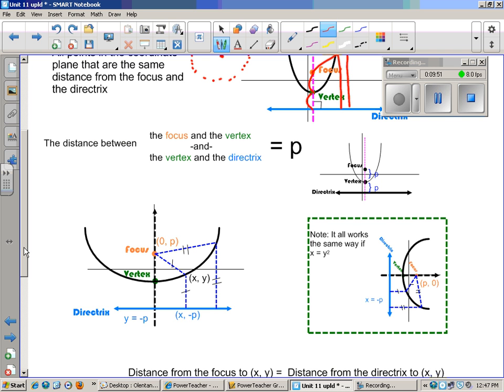And we call that distance between the focus and the vertex, and between the vertex and the directrix, we name that P. The letter P stands for the distance between the focus and the vertex and the directrix and the vertex. So the distance between the focus and the vertex and the directrix is equal to P. And they're always the same. Okay? This P and this P are always the same.